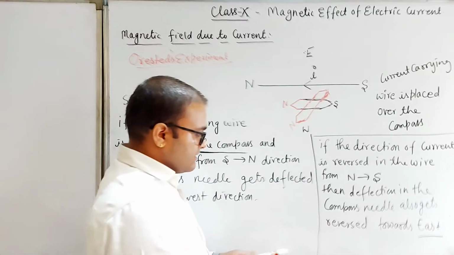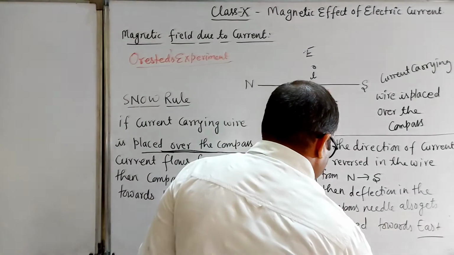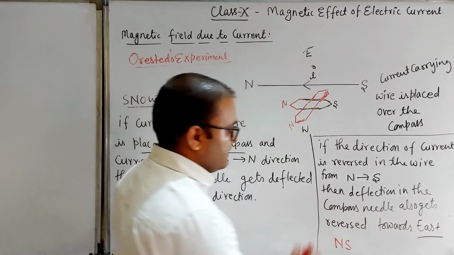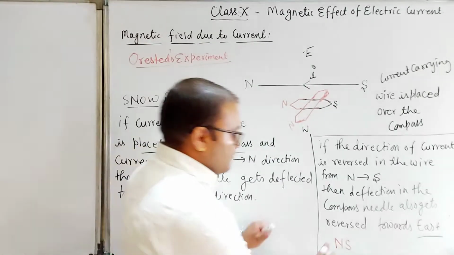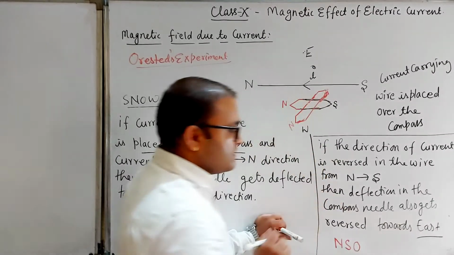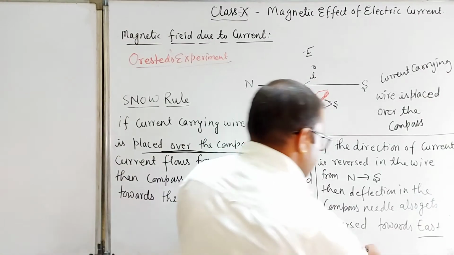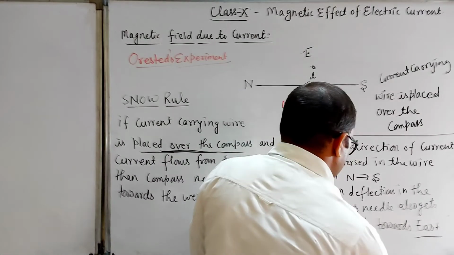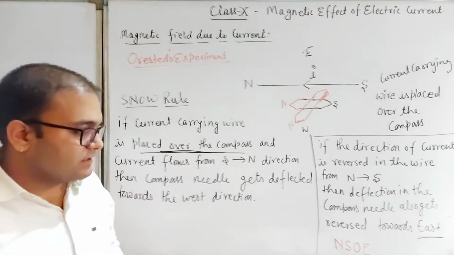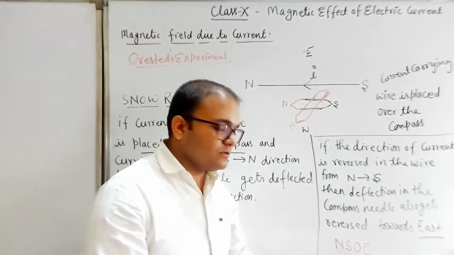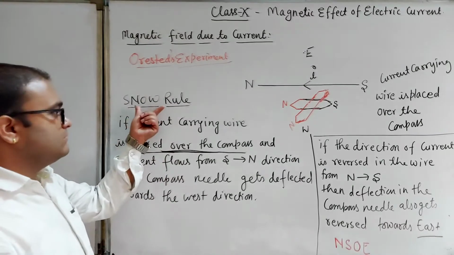We can say this like so: suppose current is flowing from north to south, and the wire is placed over the compass, then the deflection will be towards the east. So this is not any proper rule. Listen, this is not any proper rule. Actually, what is the main rule? The main rule is this one.